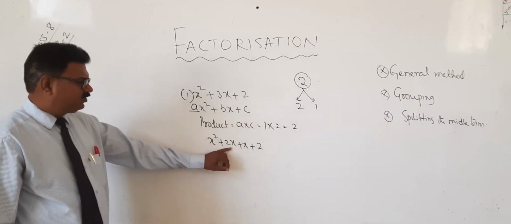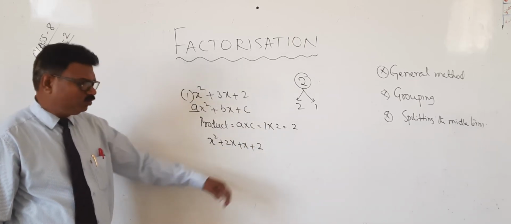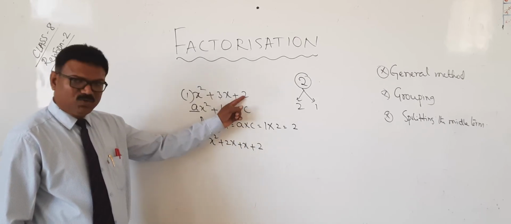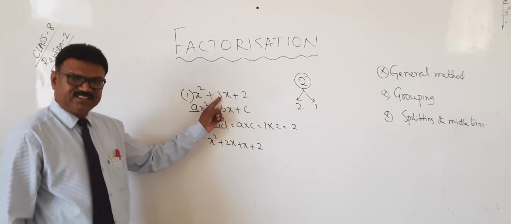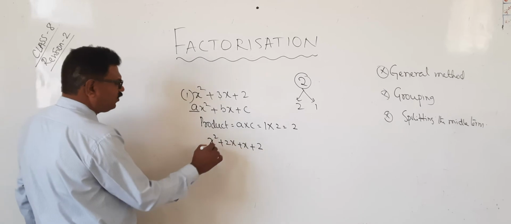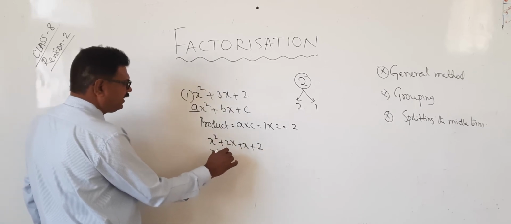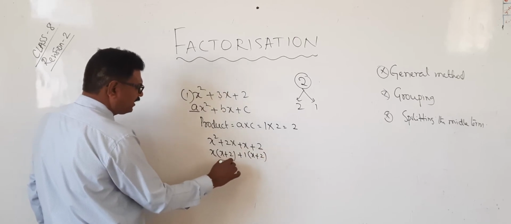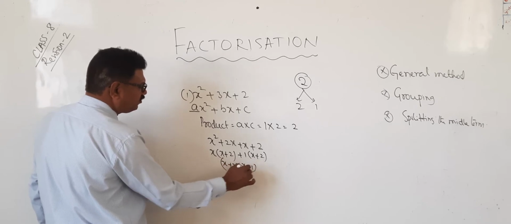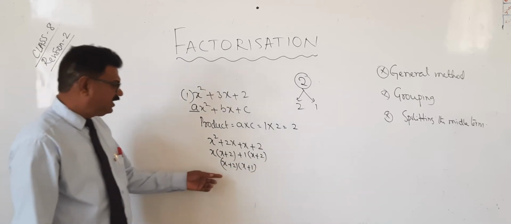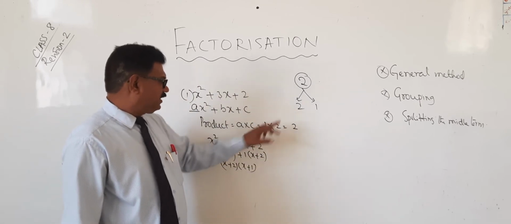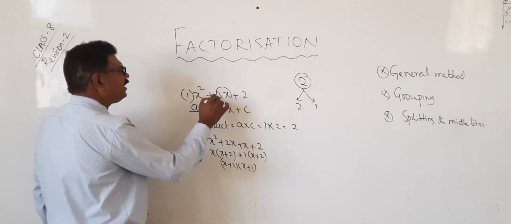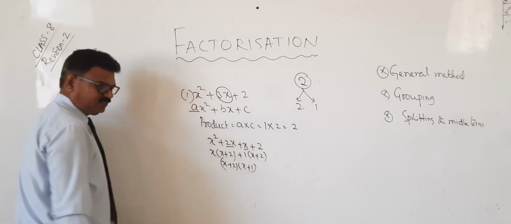X square plus 2x plus x plus 2. Plus into plus is plus, only 2 into 1, 2 only. 2x plus x is 3x. Now in these two, what is common? x. What is remaining? x plus 2. Plus if you take 1, x plus 2. Therefore, x plus 2 into x plus 1. So which type of factorization is this? Splitting the middle term. We are splitting this middle term into 2x and x.